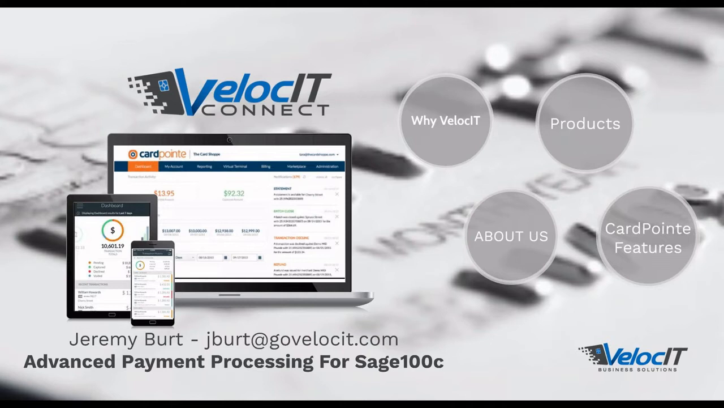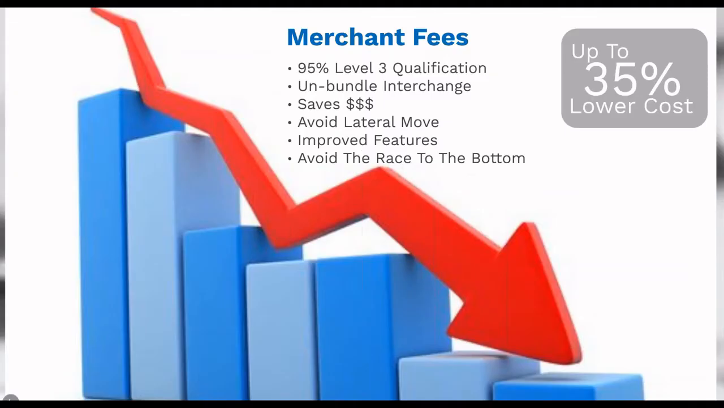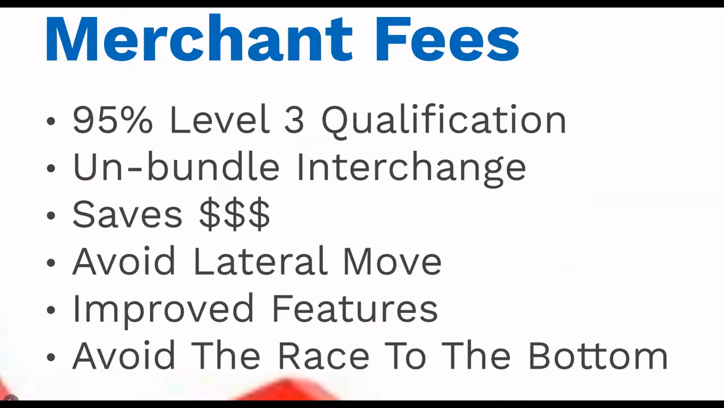So I'm going to make this pretty quick, and we're going to get on to the demo portion of this, and I'll run through a couple reasons. Obviously, why VelocIT, I think, is where we all start out, right? The big thing for us here is savings typically. So this is where we want to get your attention. Level 3, and the accuracy of the reporting and qualification of level 3, is really where we shine. The other part of this is unbundling interchange. A lot of folks have flat rates, and there may be a lot of margin in there that we can help you uncover for savings.